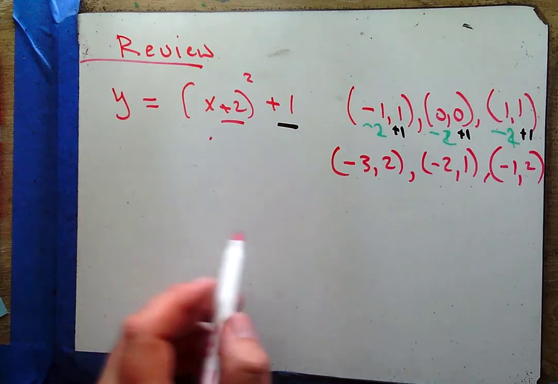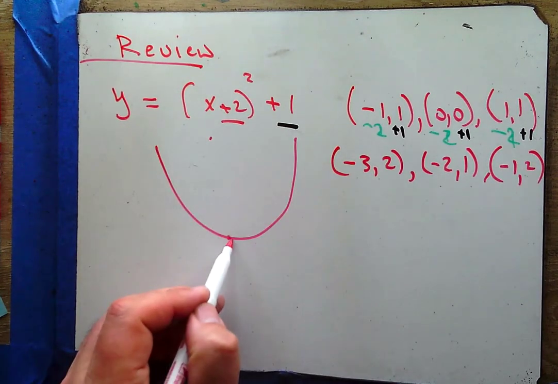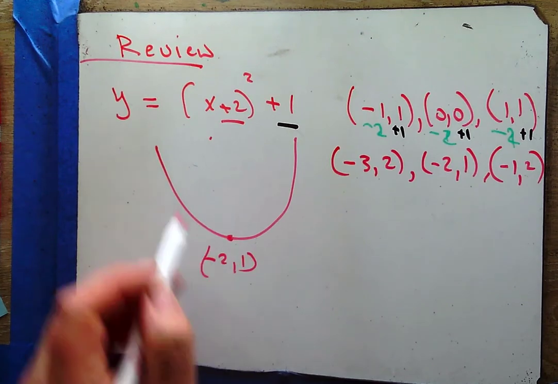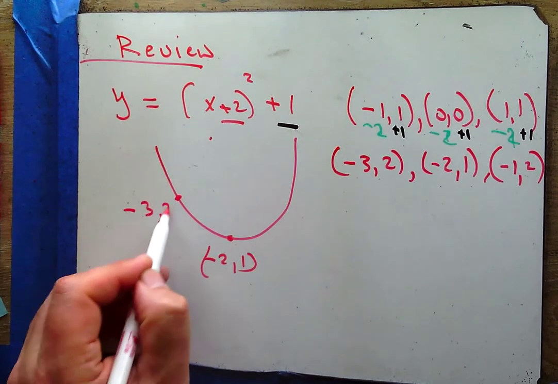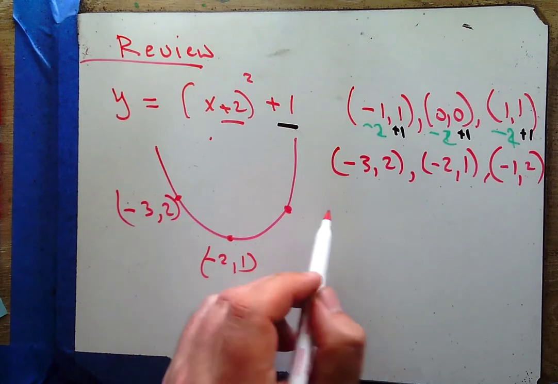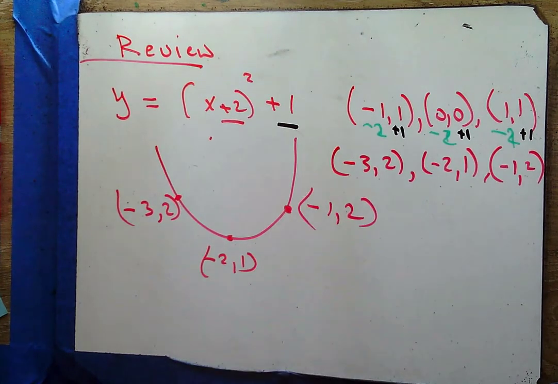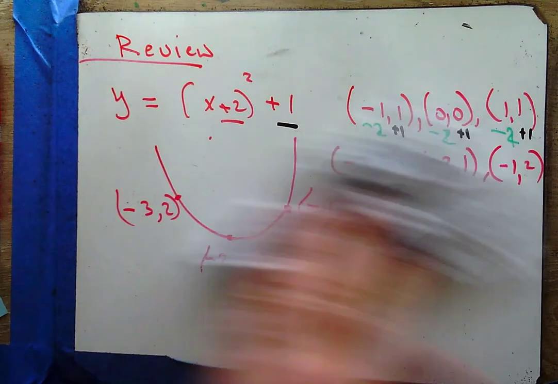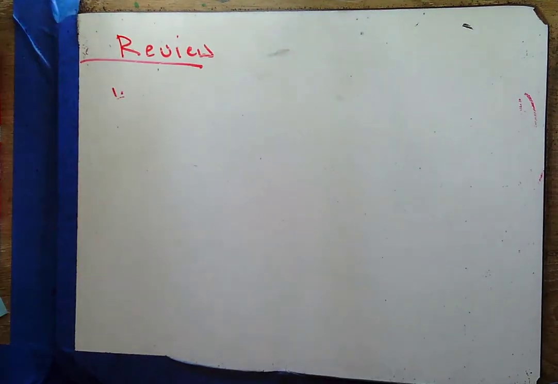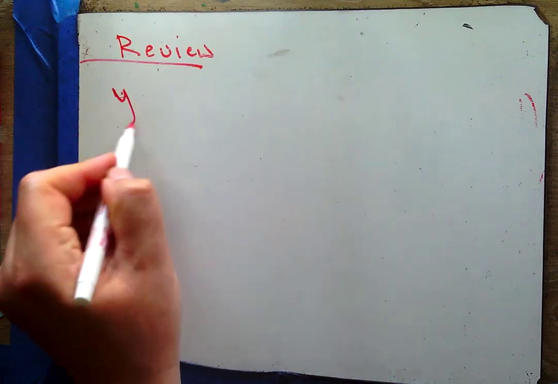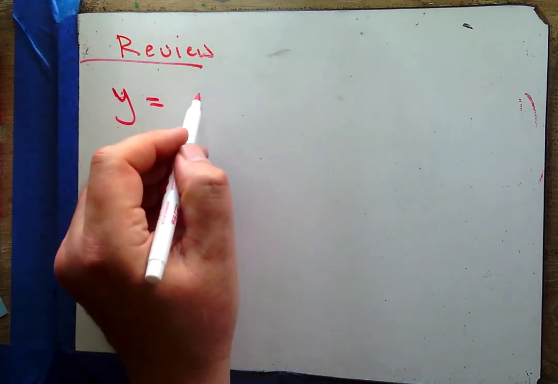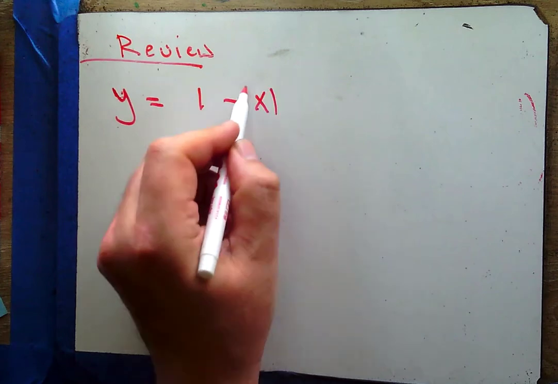So then my graph, it's an upturned parabola. Here's negative 2, 1. Here's negative 3, 2. And here's negative 1, 2. Okay. That was pretty straightforward. Hopefully you retained all that knowledge. Let's go a little further. How about y equals 1 minus absolute value of x?